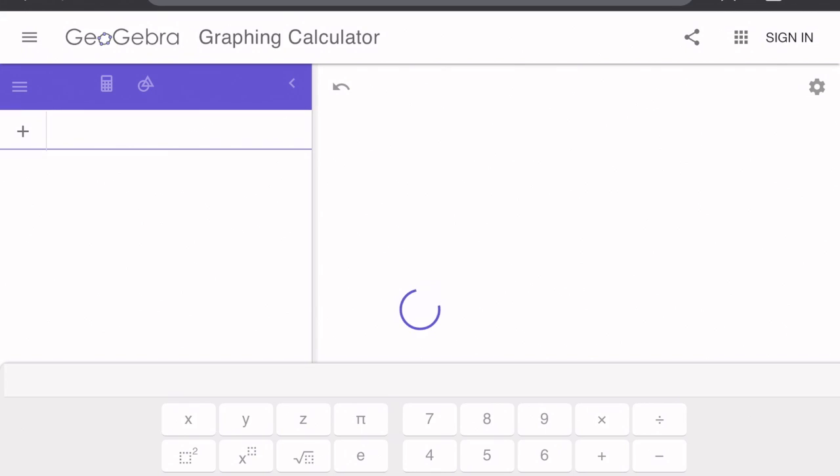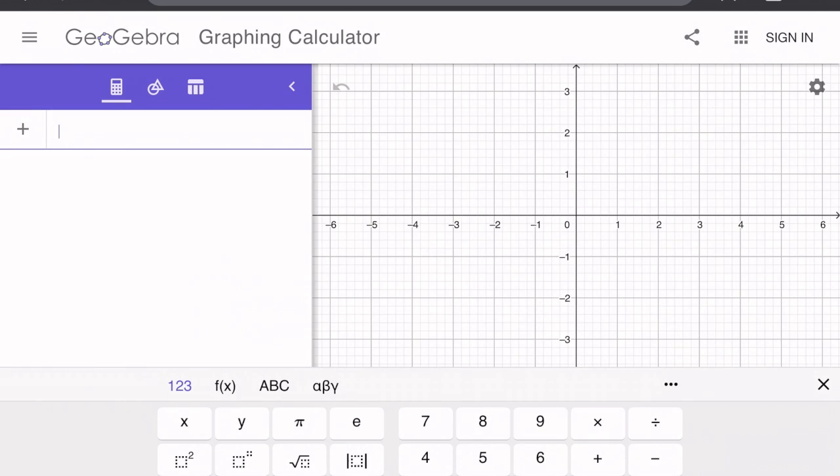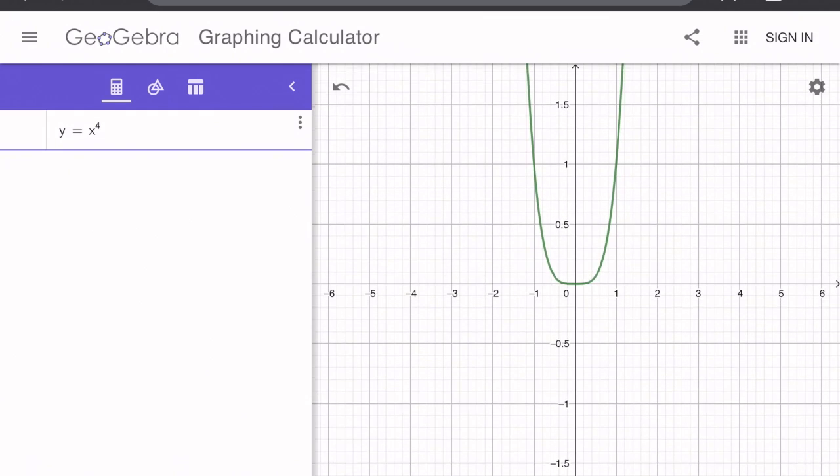So what was I doing? Y equals x to the 4. Oh, yes, sure, you've got new stuff. Y equals x to the 4. Yeah, it's like a parabola, but it's got a really fat bottom.